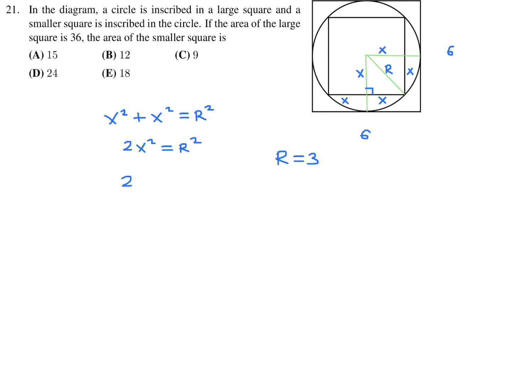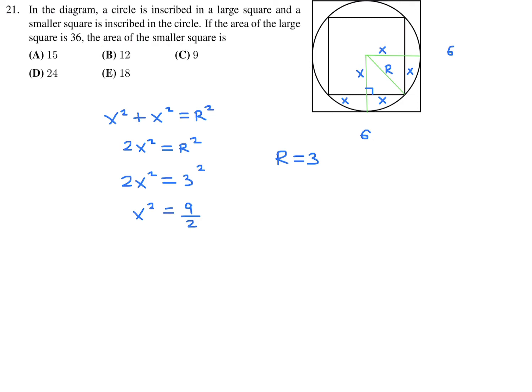So there we go. Plug that in there. We got 2x squared is 3 squared, like that. And therefore x squared is equal to 9 over 2. Now what do they want in the question? They want the area of the smaller square.